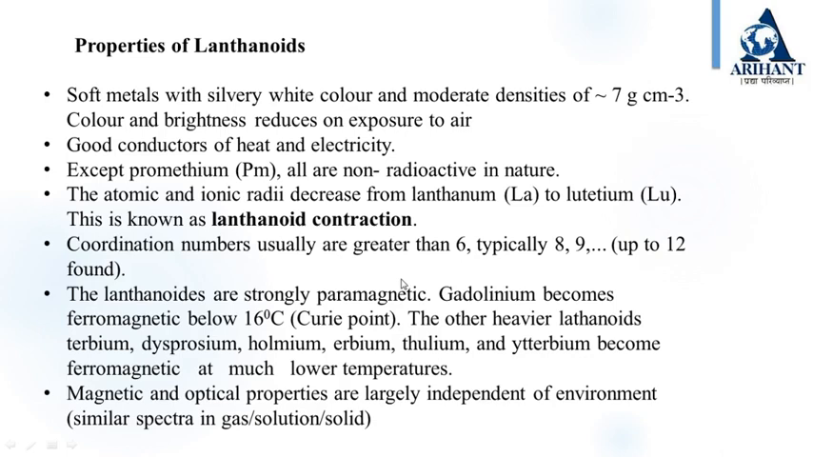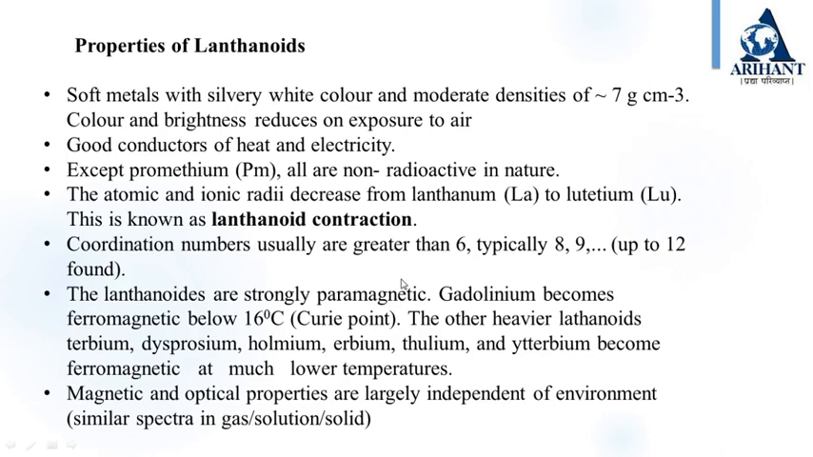Now we will see the properties of lanthanoids. Soft metals with silvery white color and moderate densities. Color and brightness reduce on exposure to air. Good conductors of heat and electricity. Except promethium, all are non-radioactive in nature. The atomic and ionic radii decrease from lanthanum to lutetium. This is known as lanthanoid contraction.